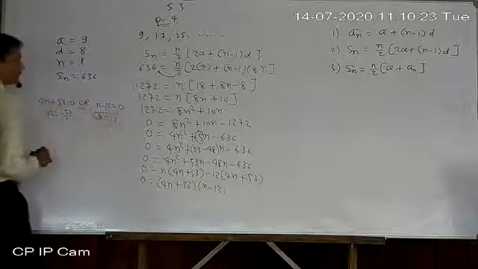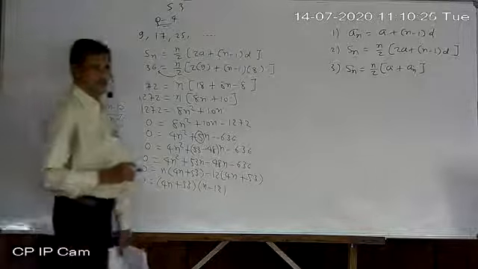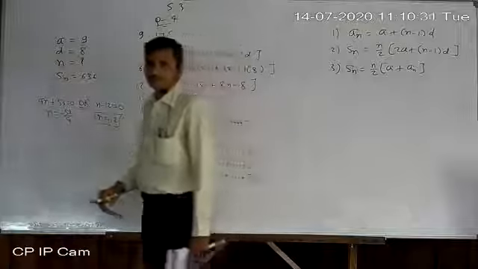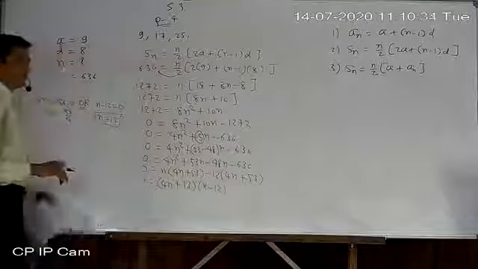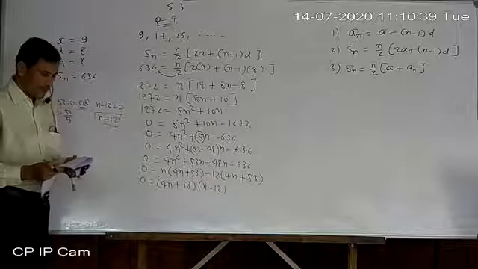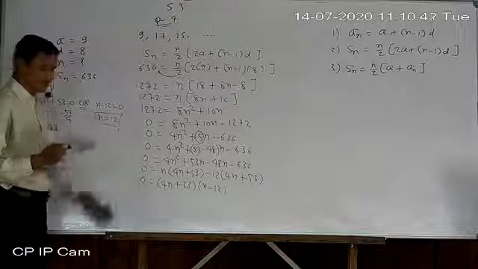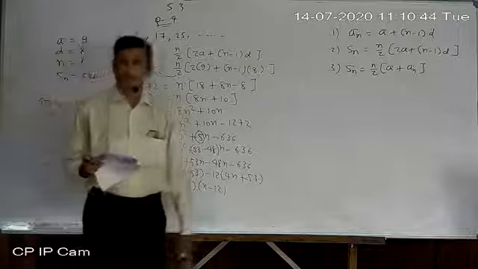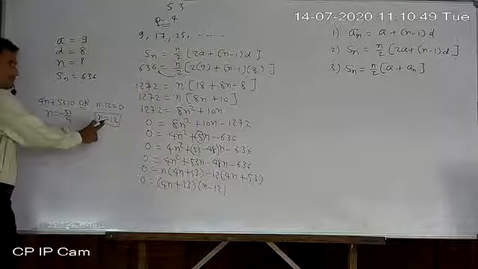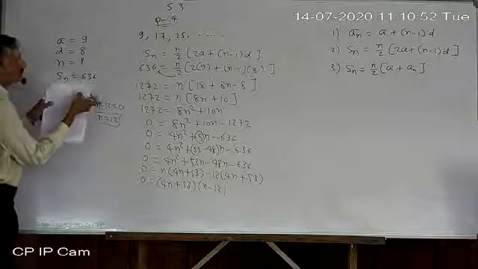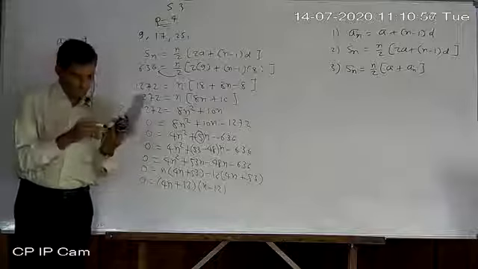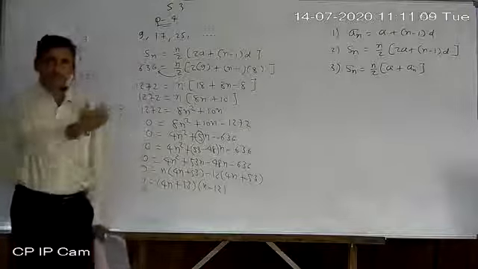But as I told yesterday, you have to take the value of n as a positive integer only. Never take negative or fraction. Okay, so n equal to 12. So at last you give your answer in a statement also. So how many terms? 12 terms must be taken to give a sum of 636. Just in the question's language only, you can give your answer.